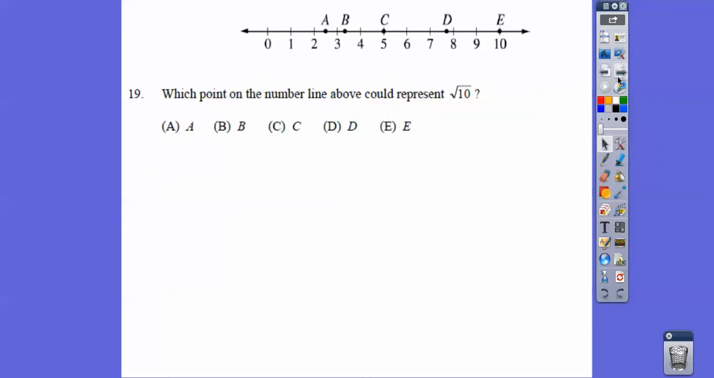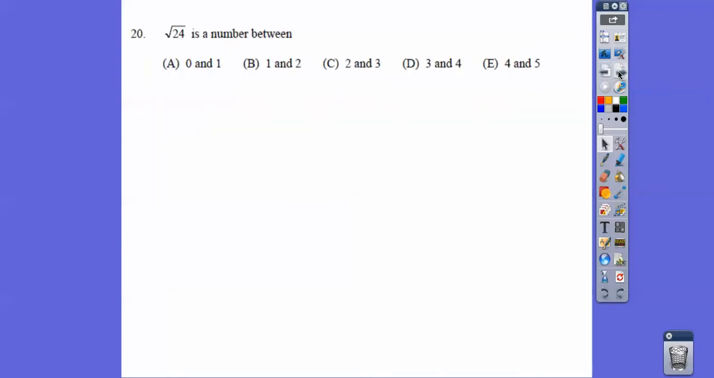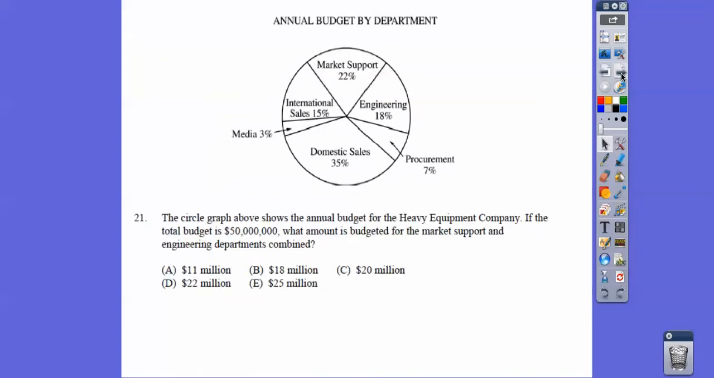All right, so same thing. Which of the points on the number line could be square root of 10? Well, the square root of 10 is just over the square root of 9, and the square root of 9 is 3. So which one's a little bit more than 3? So that would be this one right here, choice B, okay? All right, so 24 is a number between, okay, so the square root of 16 is 4, the square root of 25 is 5, 24 is in between 16 and 25, so it's somewhere in between 4 and 5. Okay, choice E right there, okay.